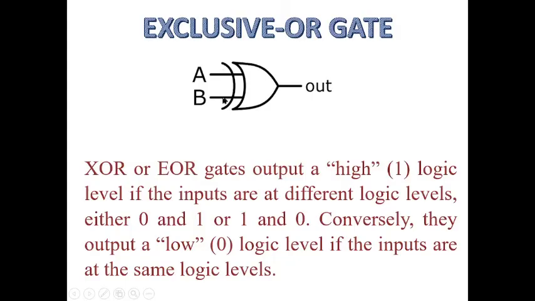Again, the minimum number of inputs all the other gates can take, apart from the NOT gate, is 2. So it's only the NOT gate that takes exactly 1 input. But for all other gates, the minimum number of inputs is 2. They can have more than 2, and so on and so forth. So again, like we said, for the output of this gate to be high, the inputs must be at different logic levels. So some of them can be 0, some of them can be 1.